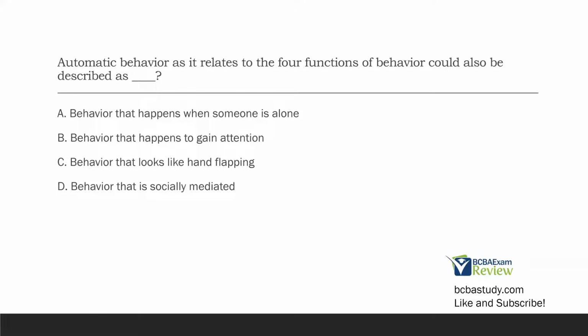And then D, behavior that is socially mediated. Obviously, it's the opposite of that. It's behavior that happens singular, no social party needed. If anything, it's behavior that happens when someone is alone. That will be a fine way to describe it. The best answer here is A, automatic behavior as it relates to the 4 functions of behavior could also be described as behavior that happens when someone is alone.